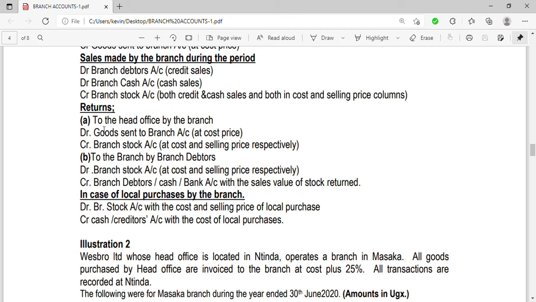Then in case of returns to the head office by the branch, in case the branch returns goods to the head office, first we debit the goods sent to the branch account because they're reducing, and then we credit the branch stock account at cost and selling price respectively, because the branch stock is also reducing.